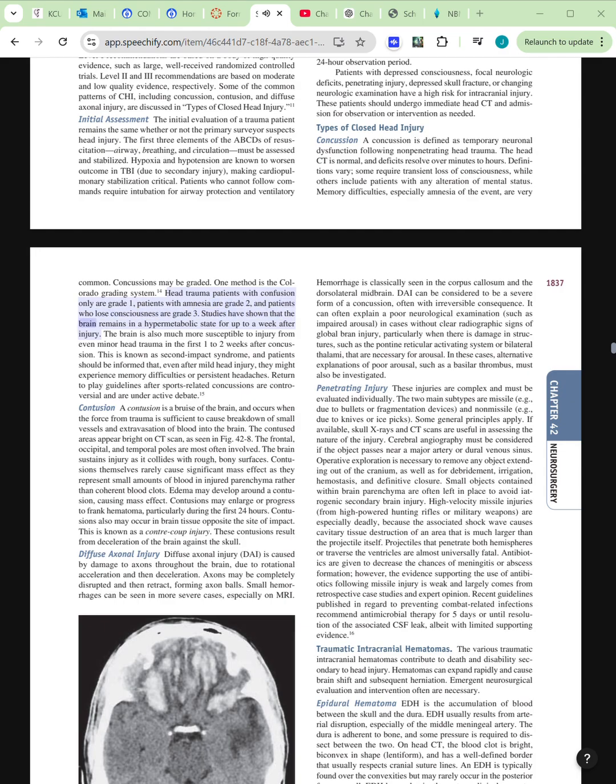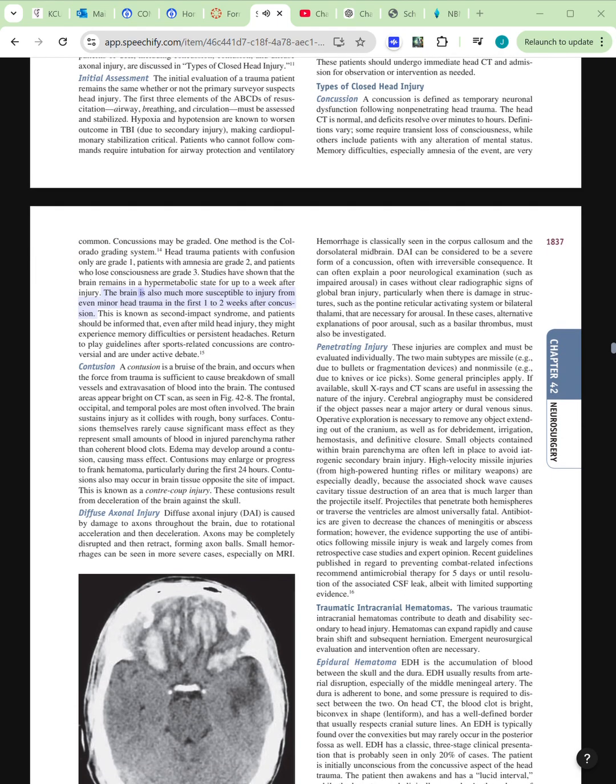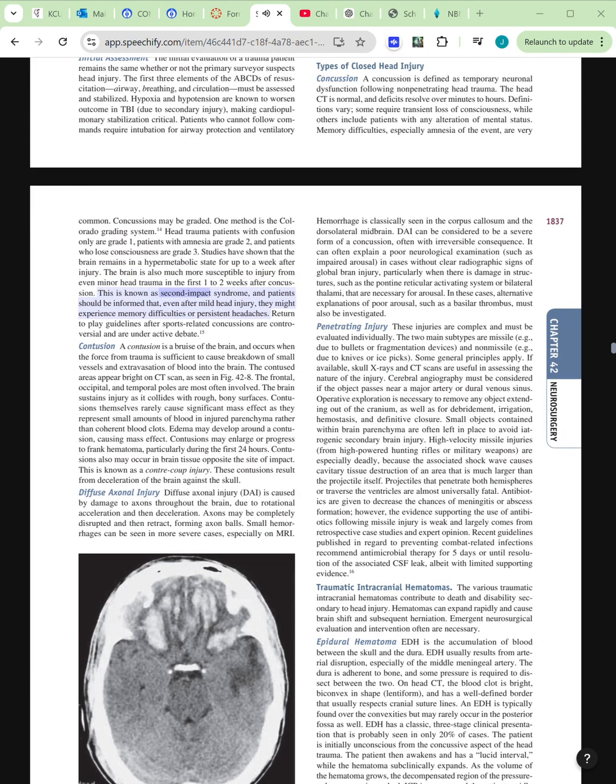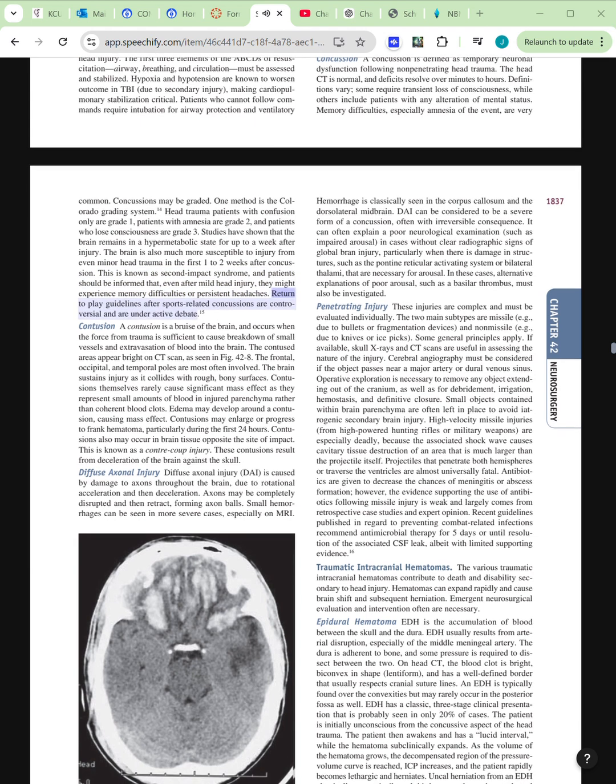Studies have shown that the brain remains in a hypermetabolic state for up to a week after injury. The brain is also much more susceptible to injury from even minor head trauma in the first 1 to 2 weeks after concussion. This is known as second impact syndrome, and patients should be informed that even after mild head injury, they might experience memory difficulties or persistent headaches.